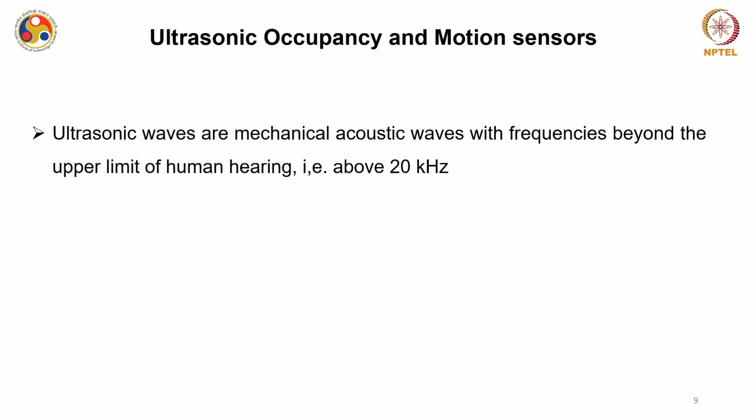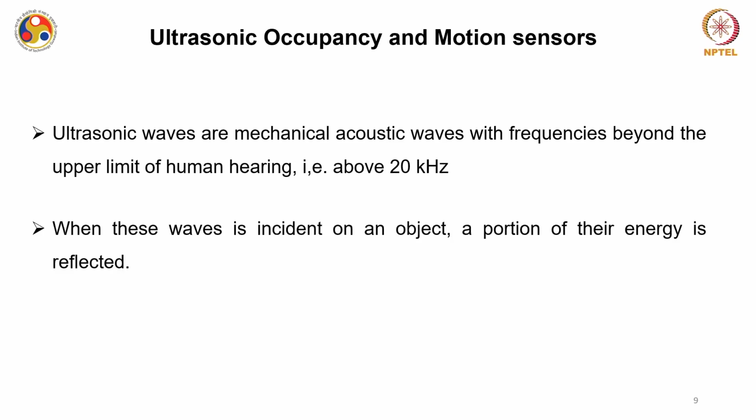So what we will do is first try to understand one of these principles, and we will start with the ultrasonic occupancy and motion sensor. It will also help us understand the microwave occupancy and motion sensor, because the principle will remain very similar. Ultrasonic waves, we all know, are mechanical acoustic waves with a frequency beyond the upper limit of human hearing, which is around 20 kilohertz.